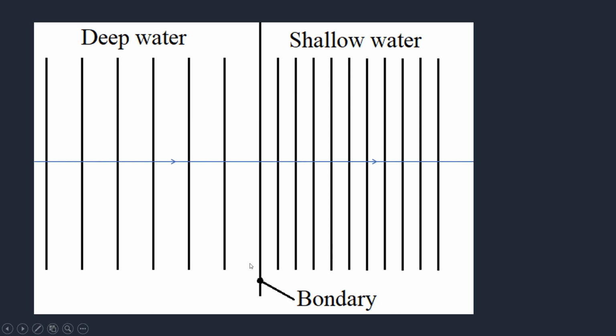Now, if you look at this ray, if you draw a ray perpendicular to the wavefronts, this ray just came and did not change in direction. So there is no change in the direction of the wave, and there is no change in the frequency, but there is a change in the speed and the wavelength.